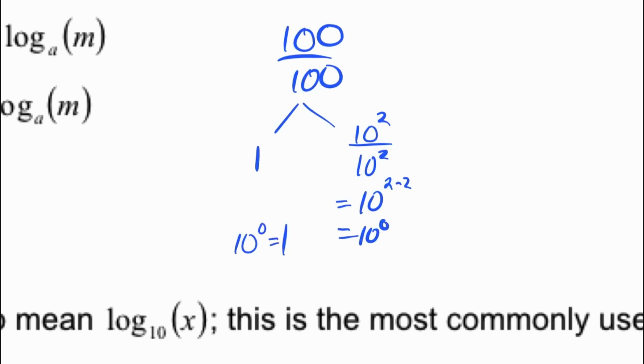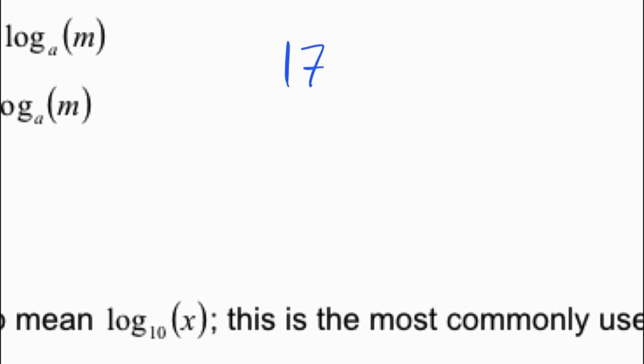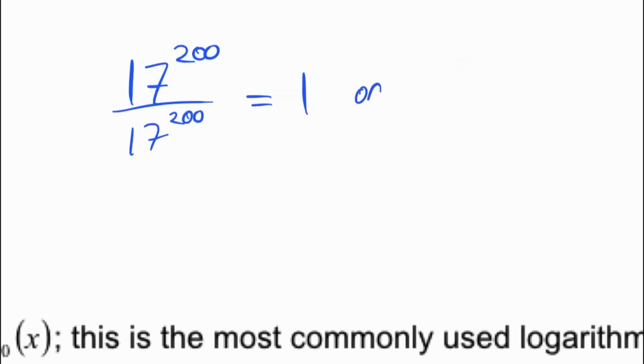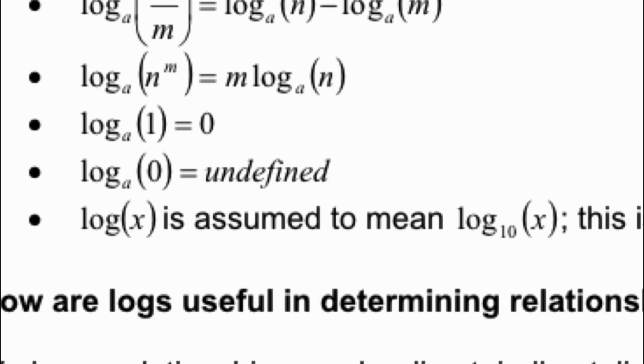And in fact, that works for any base. So we could have 17 to the exponent 200 divided by 17 to the exponent 200. Well, we know that is equal to 1, or 17 to the exponent 200 minus 200, 17 to the 0. So the log of 1 always gives us 0 because any base to the exponent 0 will give us a 1. And then finally, the log of 0 is undefined.